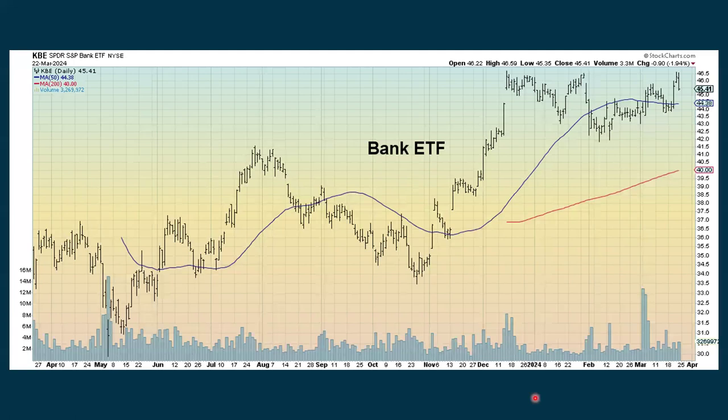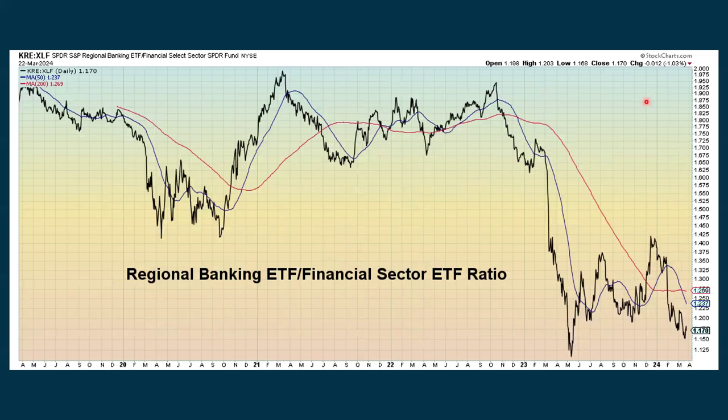Then we want to keep an eye on the bank ETF. After showing some improvement, we pretty much have been going sideways here, even though the financial sector has been pretty strong lately and setting new all-time highs recently. This is the area that's showing some weakness. We have the New York Community Bank, which is a regional bank. So we want to keep an eye on the regional banking ETF. And then we take a ratio of that ETF with the financial sector, showing that the financial sector is doing okay, but the regional banking ETF continues to really underperform.